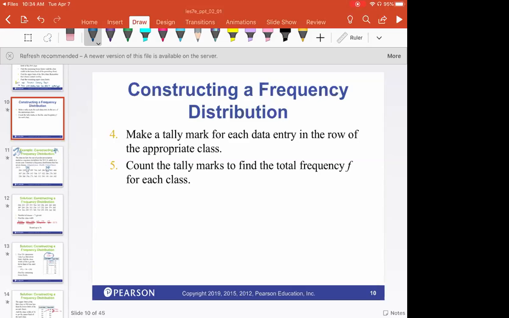So to make a tally mark, this is the best way to go about it. Make a tally mark of each entry in the row of the appropriate class, and then count. Then count the tally marks for the total frequency of each class.